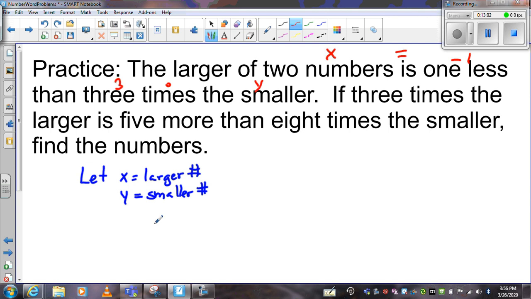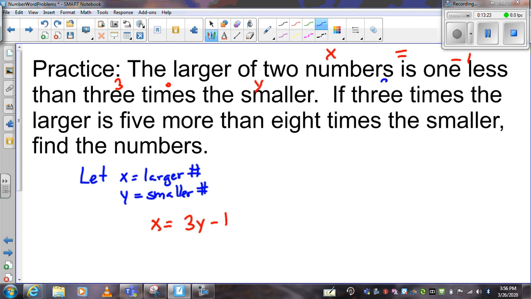So here we go. It's going to be x equals. Now instead of doing -1 plus 3y, I think I'm going to just say 3y take away the 1. Right? It's 1 less than 3 times the smaller. Okay, our next equation.